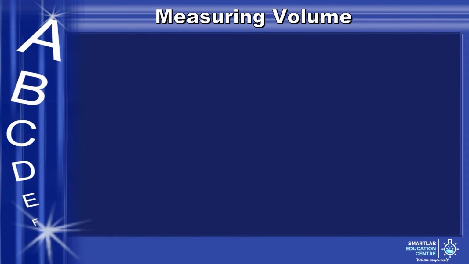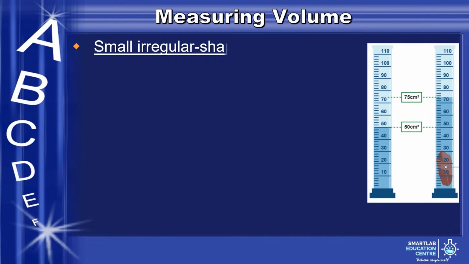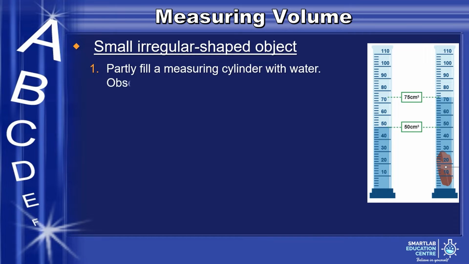Next, let's see how to measure the volume of a small irregular shaped object. First, partly fill a measuring cylinder with water. Observe and record the initial water level, V0.